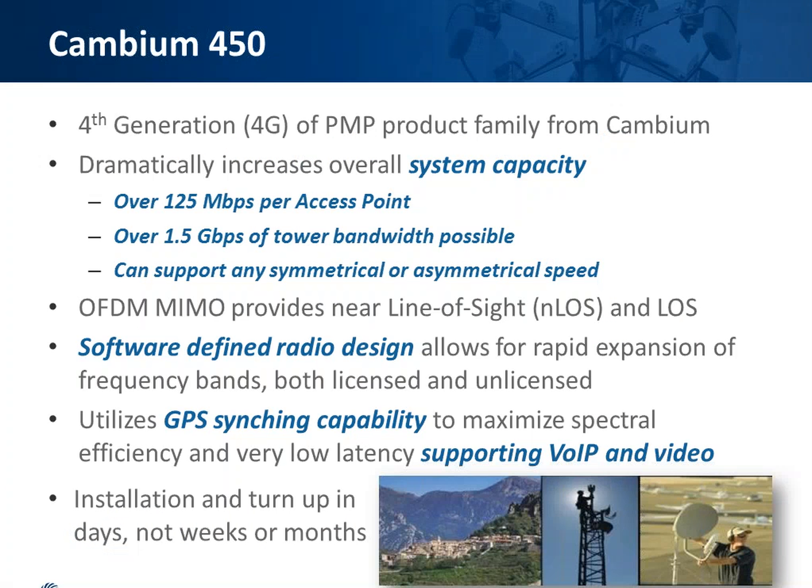So just to summarize the 450 platform, many of you who have joined these webinars before have seen some of this material, but I'd like to summarize for those that may be new to the product. It's the 4th generation of PMP product from Cambium Networks. The goal of this product is a flagship point-to-multipoint product, designed to increase overall system capacity. Right now, with a 20 megahertz channel, we're able to deliver about 125 megs per access point or per sector, and you can put lots of these sectors together at the same location. Upwards of 1.5 gigabits of tower site bandwidth is possible.